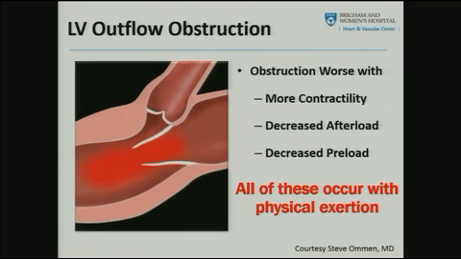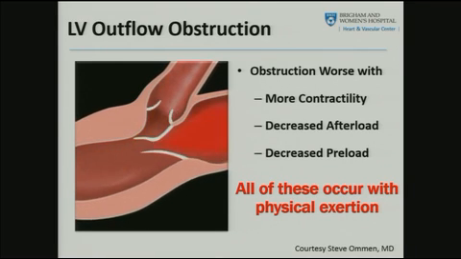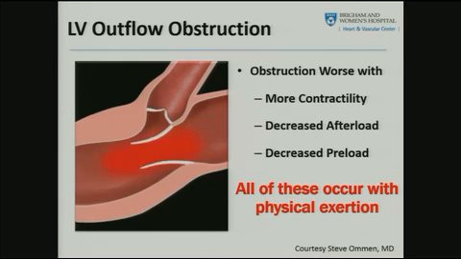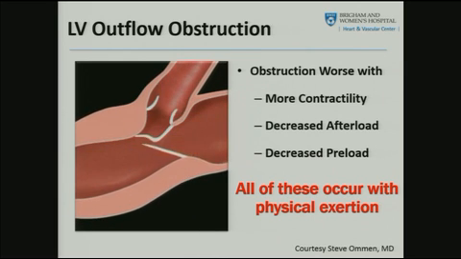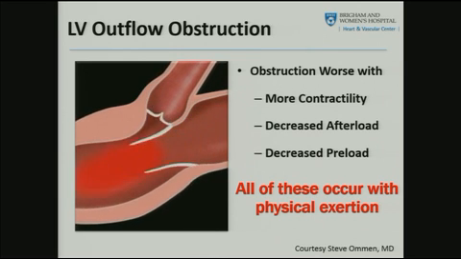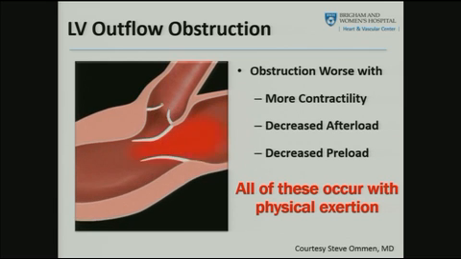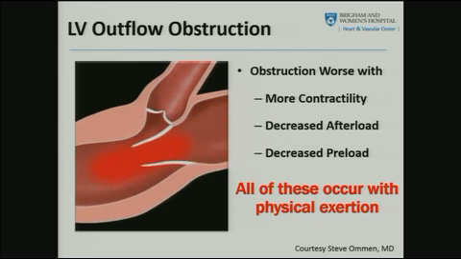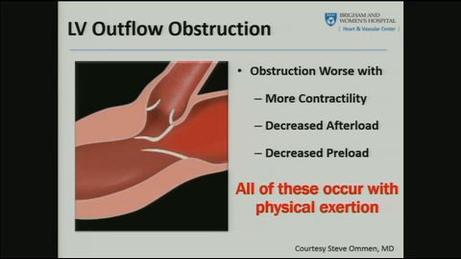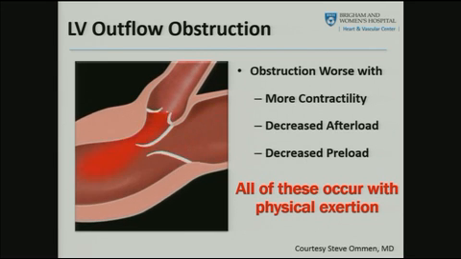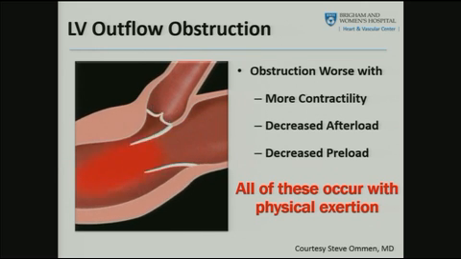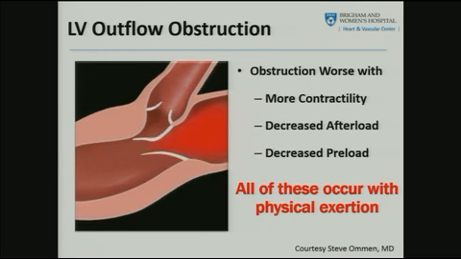Left ventricular outflow tract obstruction, and again, thanks to Steve for these beautiful pictures. Obstruction is worse in general if you have a dynamic obstruction of the LV outflow tract, if there's more contractility. If you decrease afterload, the afterload sort of helps stent open the left ventricular outflow tract, so if you vasodilate, there's nothing to keep the outflow tract open and it collapses. If you decrease preload, the ventricle gets smaller, which brings the anterior leaflet closer to the septum and you get more obstruction. And all of these occur with physical exertion, which is why many people with HCM and dynamic LVOT obstruction are worse with exercise and activity.